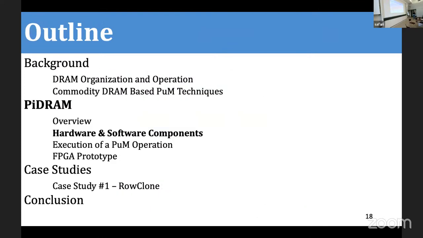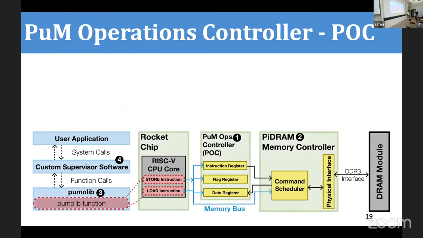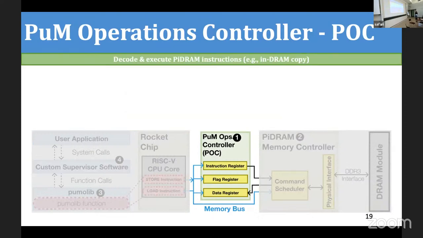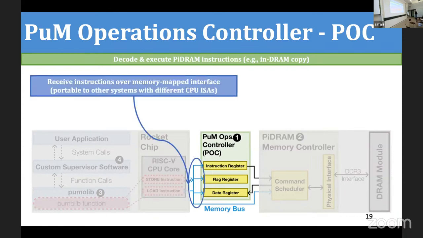So now let's see how the hardware and software components actually look. So here we have POC. Basically, POC decodes and executes PuM instructions. It is connected to the hardware system as a memory-mapped module, meaning it receives the PuM instruction over the memory bus.